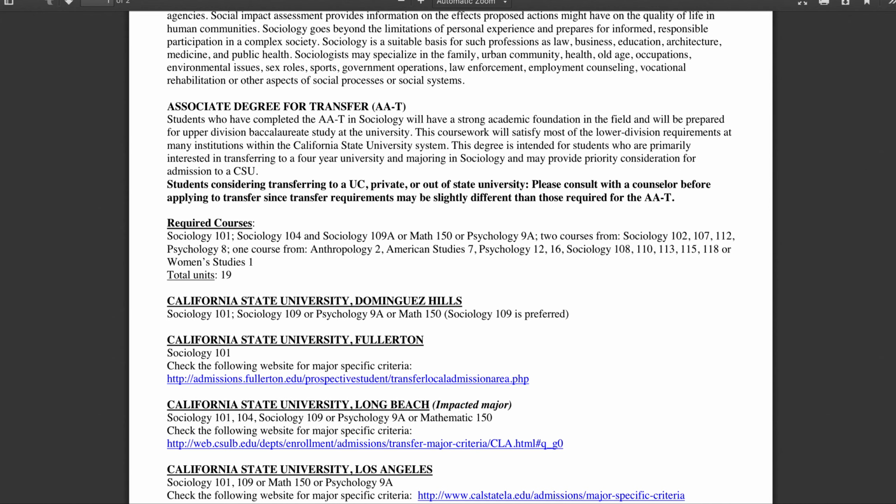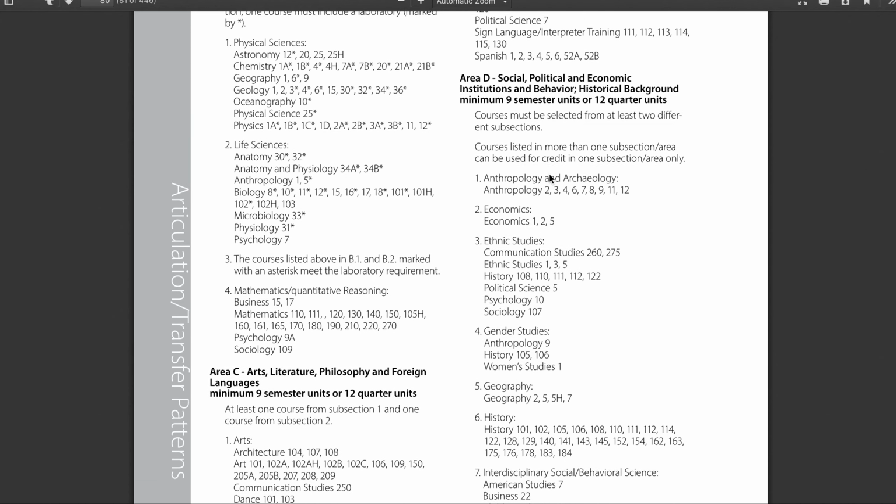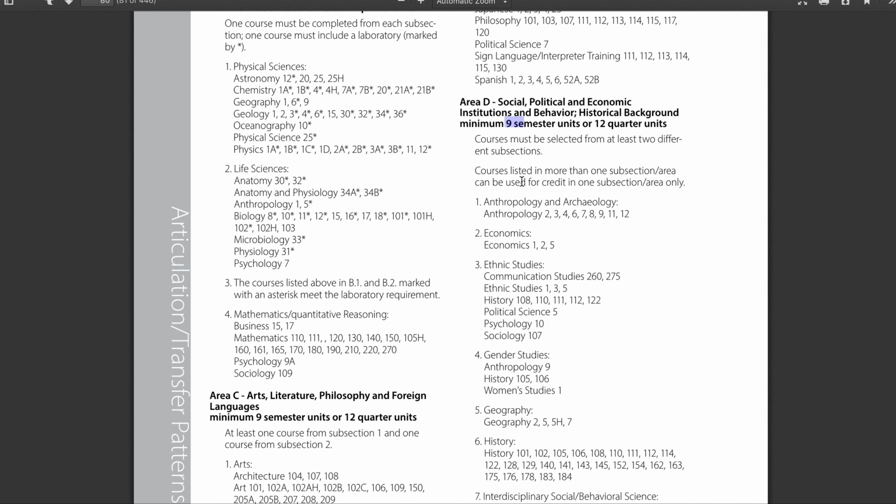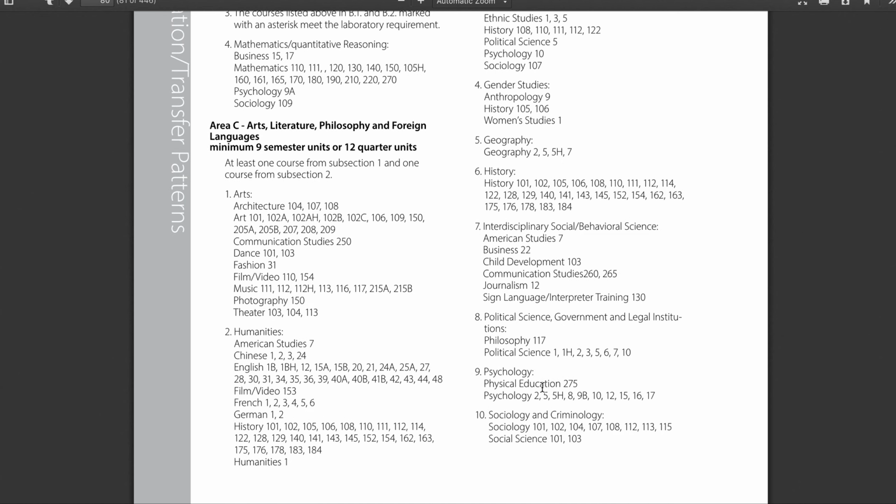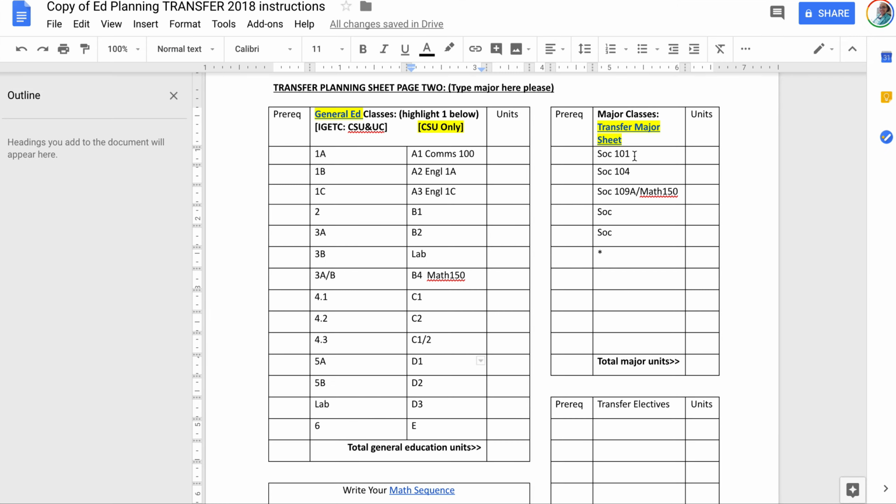Area D, you basically need 9 semester units. So your sociology classes are going to count in Area D, and so we can double count those. So you have the Soc 101 and 104. We can count Soc 101. We're not going to count the units again. And Soc 104, and we're not going to count those units either. We're also not going to count math twice either.